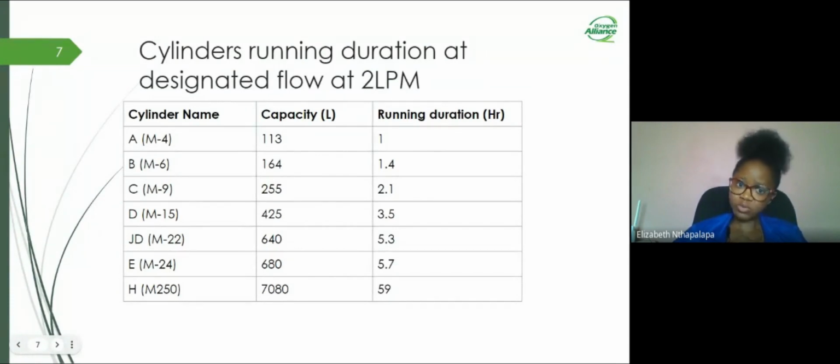To get the running duration, we need to get the cylinder capacity, which is in liters, and divide it by the flow rate, which is 2 liters per minute. If we do the calculation, we can see that the very small cylinder can run up to 1 hour, and the very big cylinder, type M250, can run up to 54 hours. With these properties, we're able to choose which cylinder to use specifically.